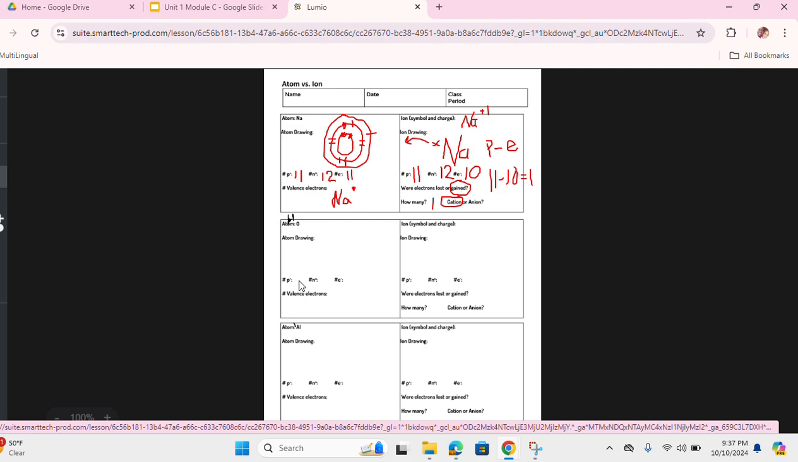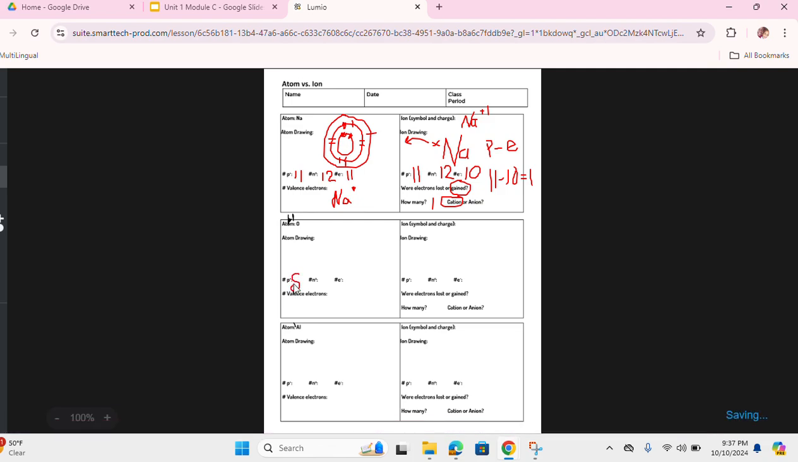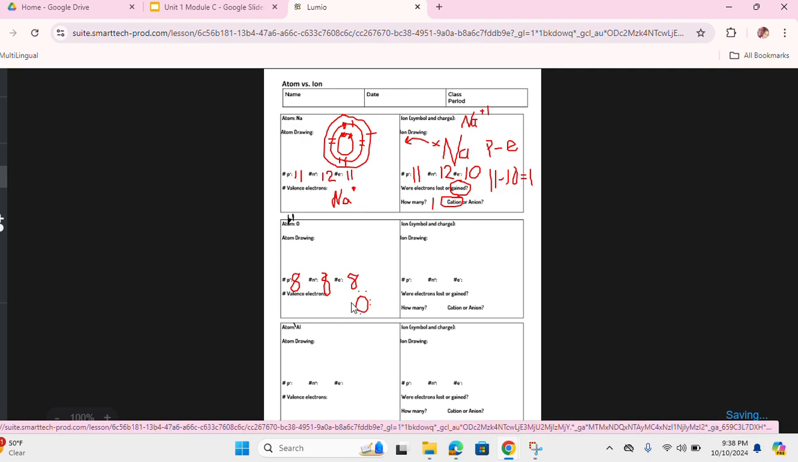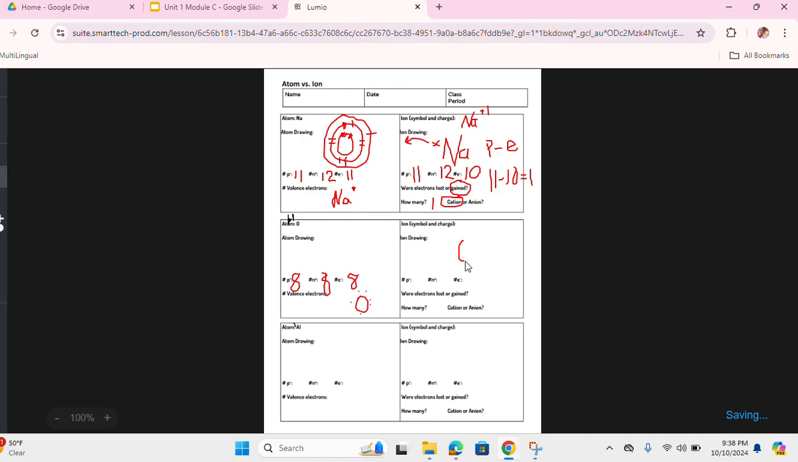Okay, so I'm just going to look at the protons and electron numbers for oxygen. Oxygen has 8 protons, it has 8 neutrons, and it has 8 electrons. So oxygen has a valence of 6 electrons. In this case, it is much easier for oxygen to gain electrons.